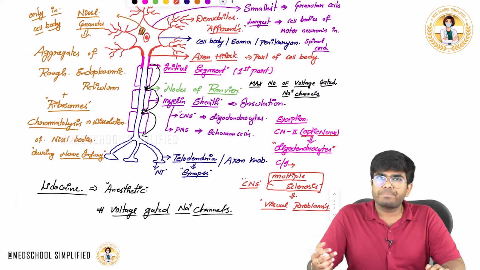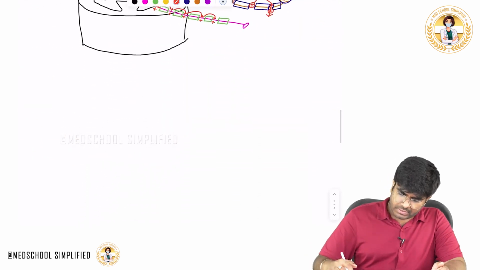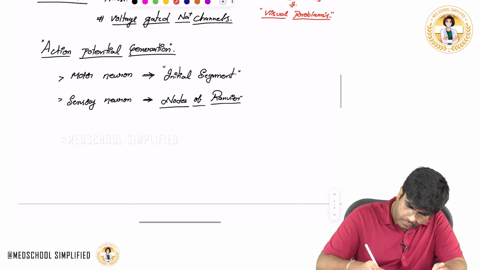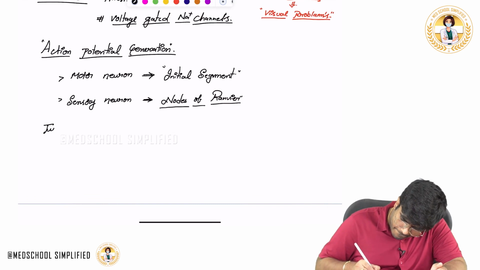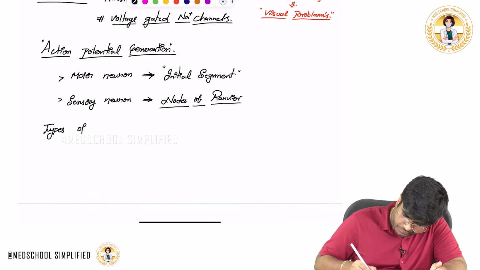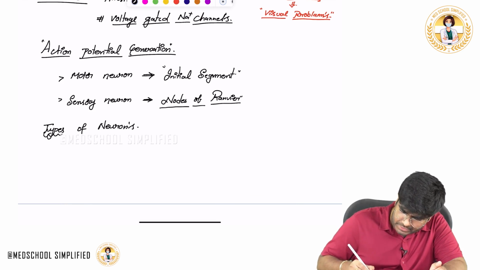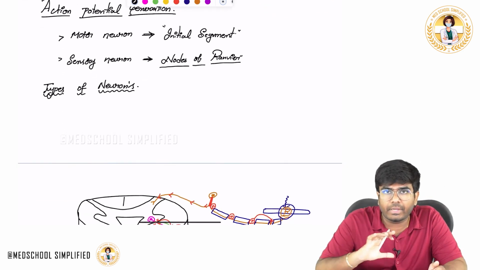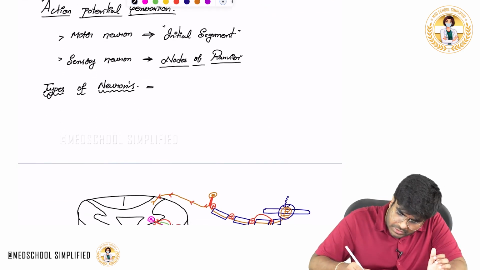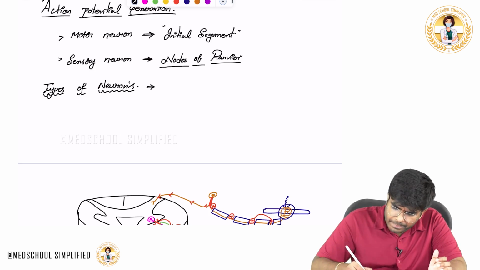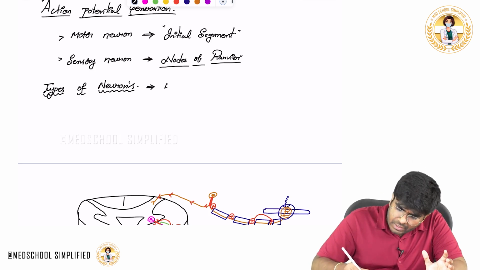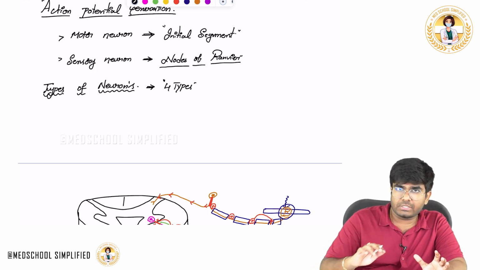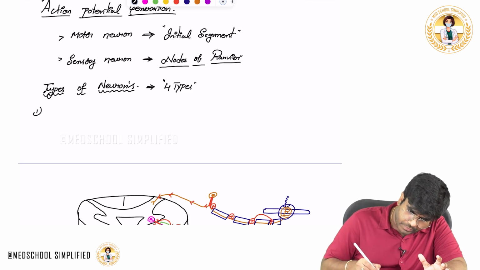Now, after this, what else? Types of neurons. Based on the function, there are sensory neurons and motor neurons, but I am talking about the anatomy, the histology. There are three main types of neurons. Actually, there are four types total, based on the histology. The first type of neuron is called the unipolar neuron.